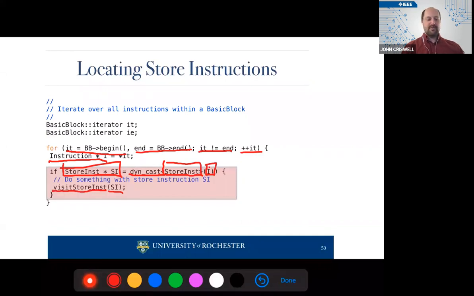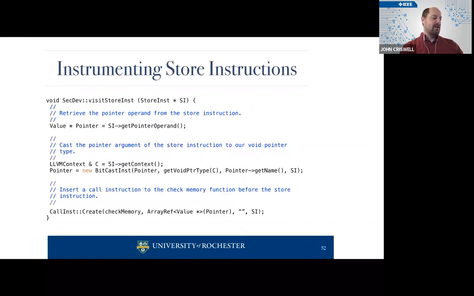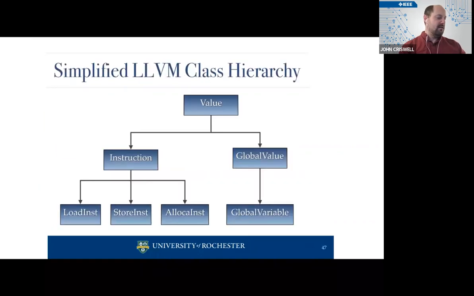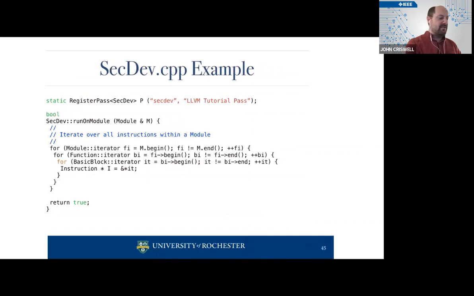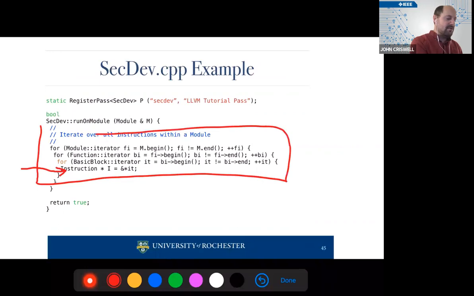All right, so let's take what we've learned now and actually add a runtime check. We have this visit store inst method. In our run on module method, we've written our code that iterates through all the instructions in a module. We've also added code that can take this instruction, test whether it's a store instruction, and if so, pass it to our visit store inst method. So we have that private store inst method.